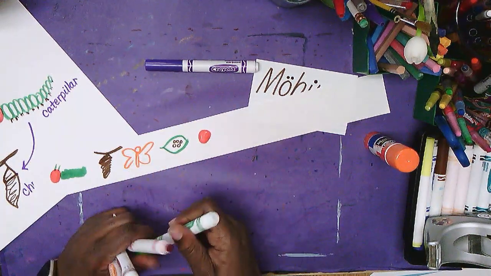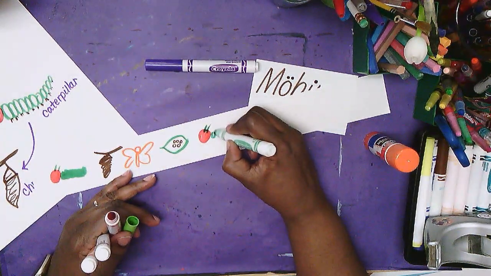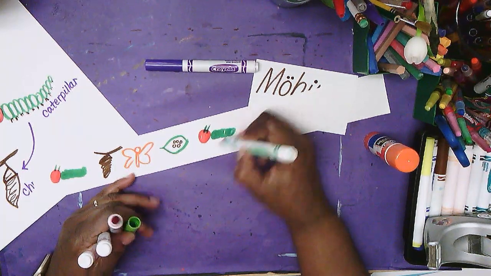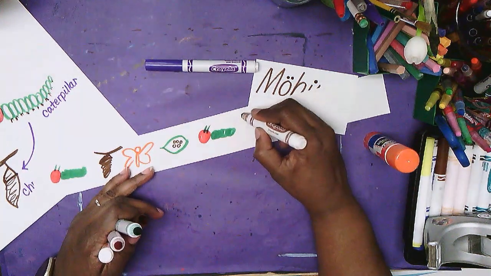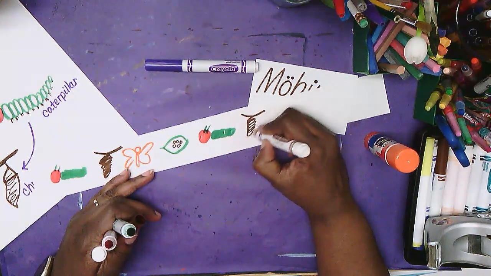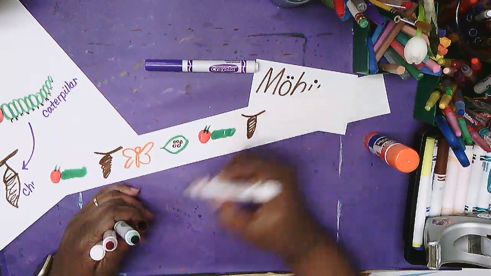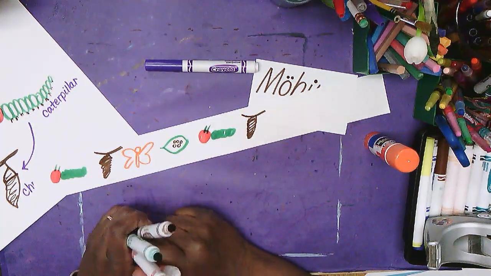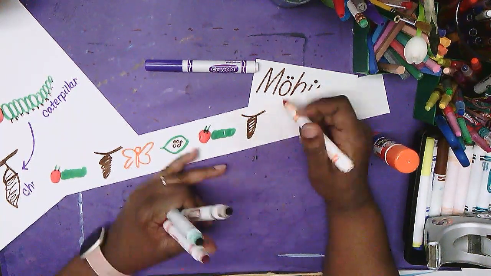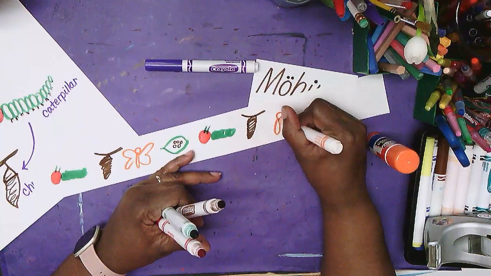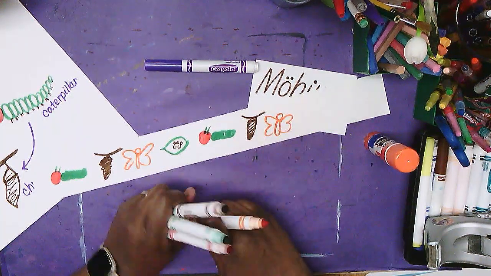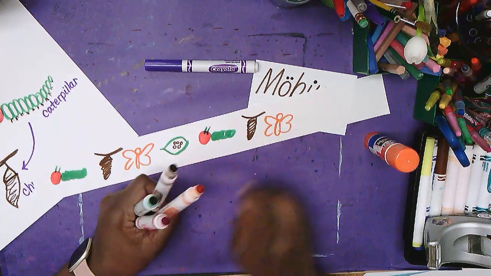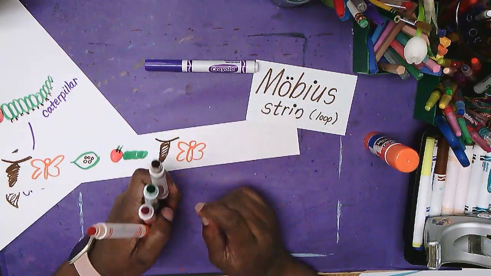So caterpillar. I'm going to leave the lids off. Chrysalis. The little cocoon on the branch. Adult butterfly. And then it is going to lay some eggs on a leaf.